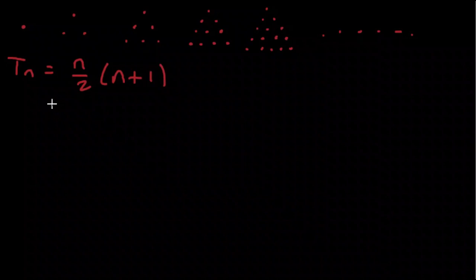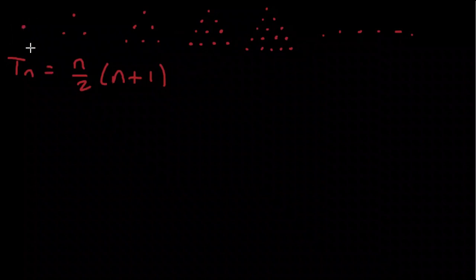So what are the triangular numbers? We start with 1, and then we add on 2, then we add on 3, then we add on 4, then we add on 5, and so on, and they form this triangular shape. So the first triangular number is 1.